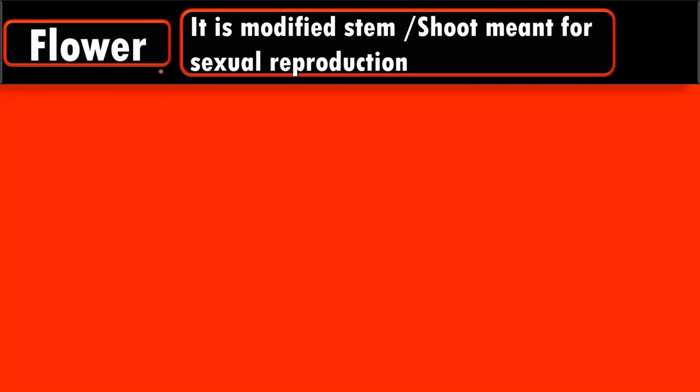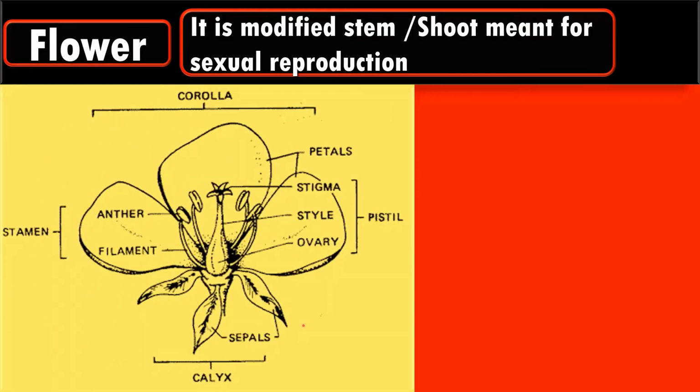Alright. In angiosperms, sexual reproduction occurs with the help of flower. So, we can define flower as modified stem which is meant for sexual reproduction. Now, let us talk about various parts of the flower.